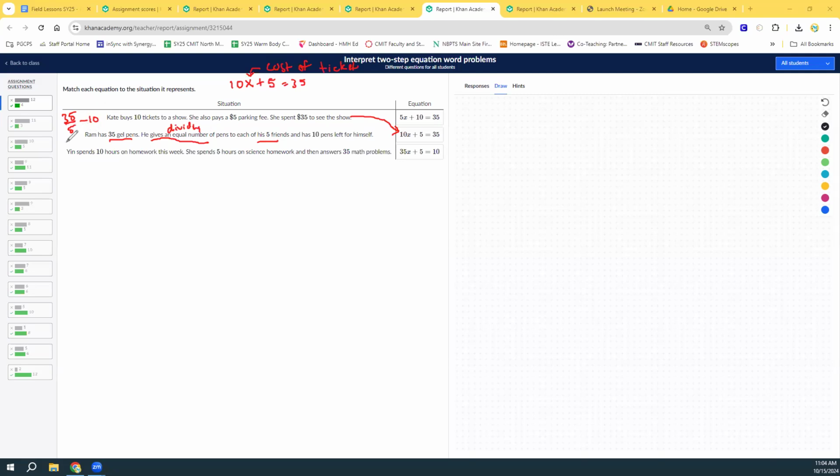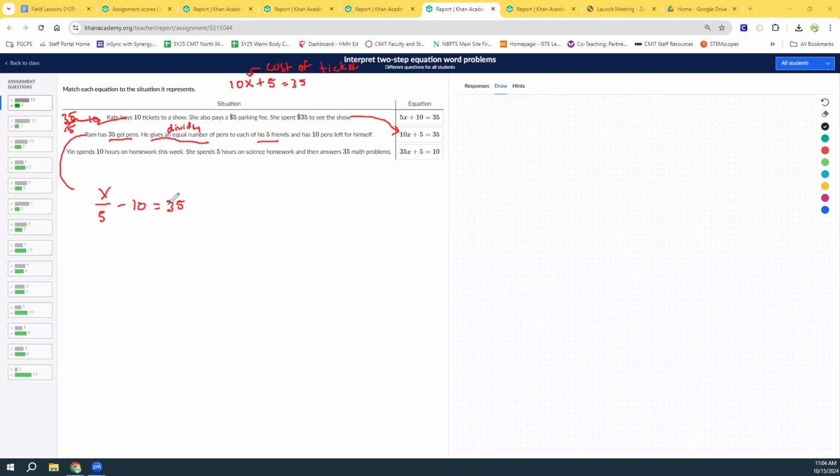This is like what we got to do, but we don't know. What don't we know? He gives an equal number to his 5 friends, each 10 for himself. We don't know what that equal number is actually. So that is an unknown equal number, but he's dividing it by 5. And then he's leaving 10 for himself. And after he does that, it equals 35 because he only has 35.